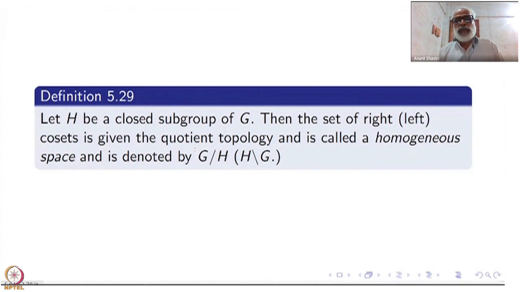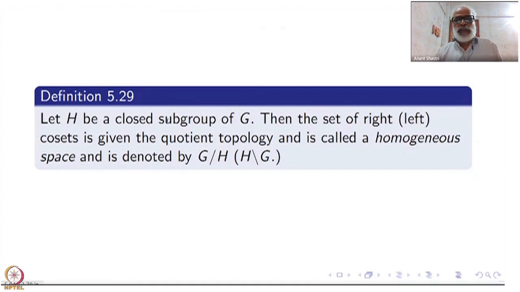Okay, then the right cosets, similarly left cosets also you can take, given the quotient topology, because they are the orbits of the action of H on G, right? Cosets are what? They are the orbits of the action. Left coset, the right coset, depending upon which action you take. That is given the quotient topology, because it's a quotient set, okay? And this is called a homogeneous space, okay? What is the meaning of homogeneous space? You start with a topological group, take a closed subgroup, then look at G by H.